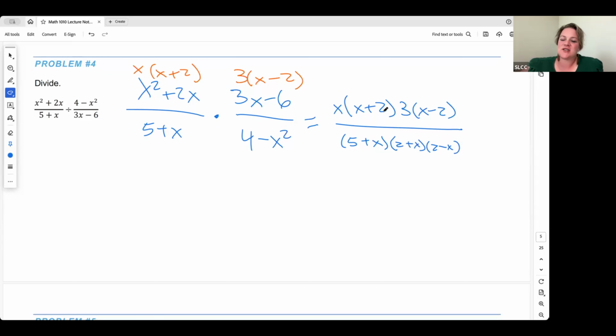Okay, this says x plus 2. This says 2 plus x. Is that the same thing? Yes, both are positive. So now I can divide like terms, and there's a like term.